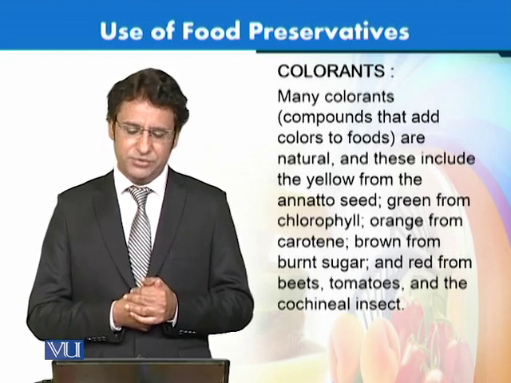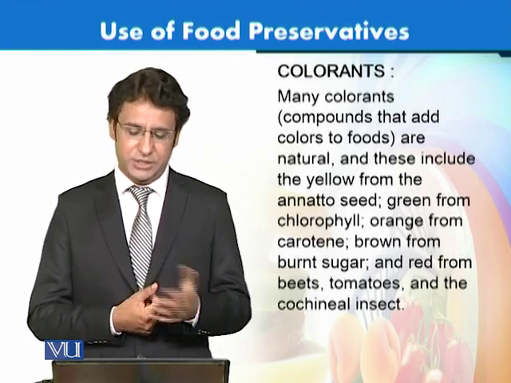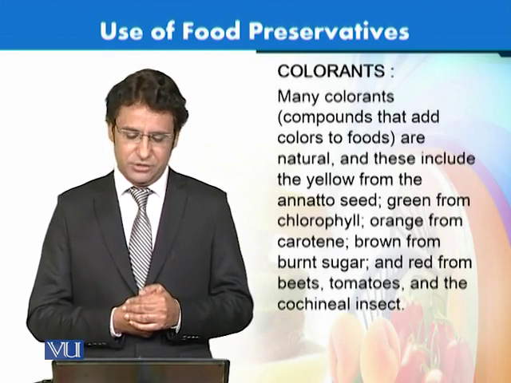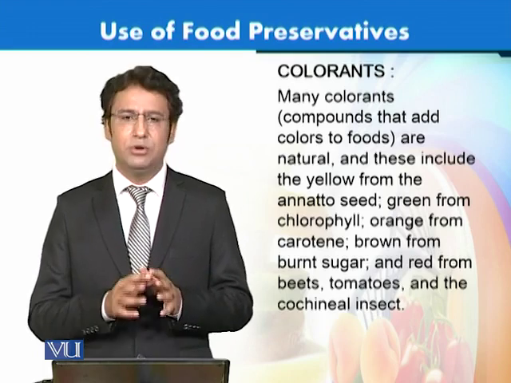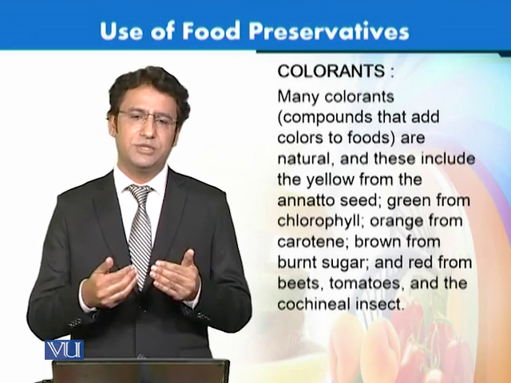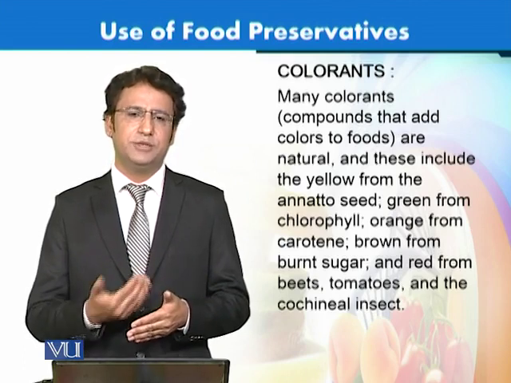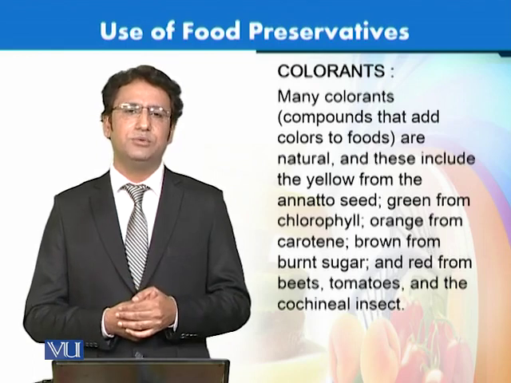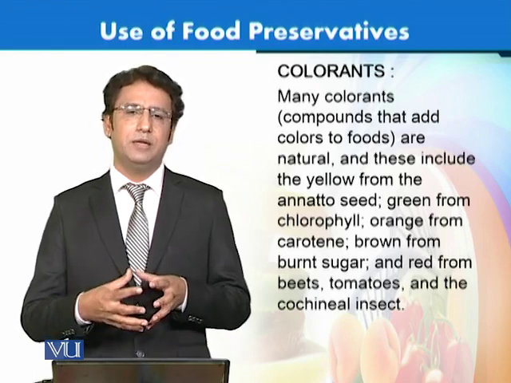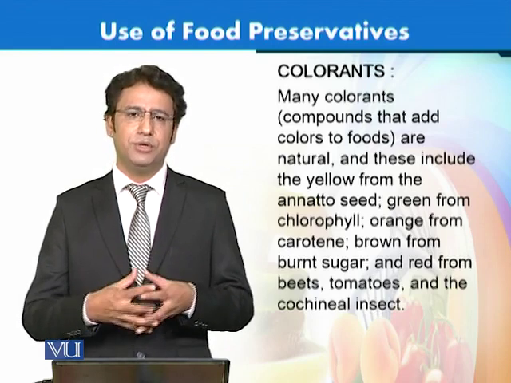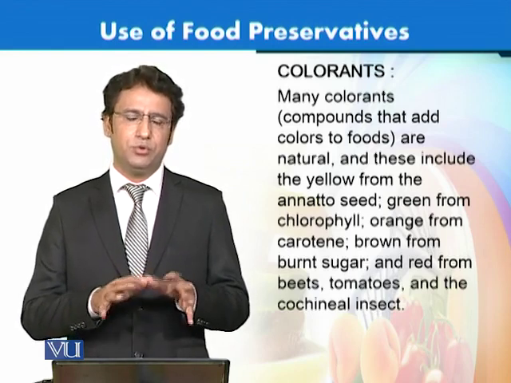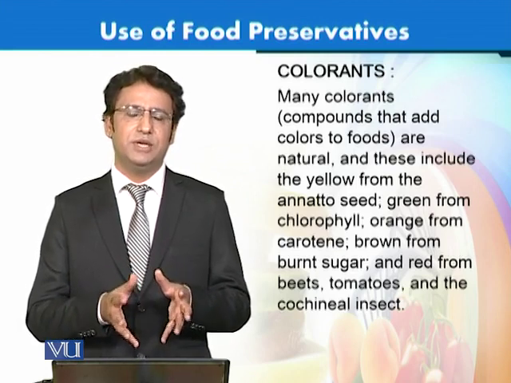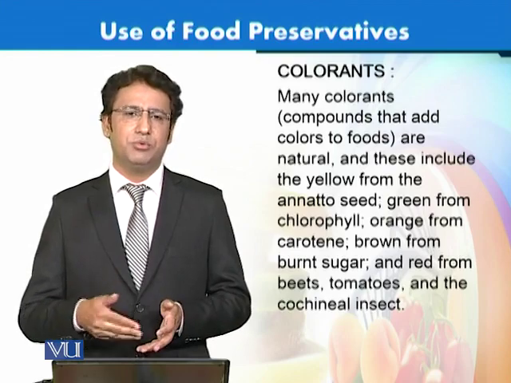For example, in case of yellow colors, the yellow can come from annatto seeds, green can come from chlorophyll, orange from carotenoid. Brown comes from sugars. These are all basically natural compounds or natural colors that can be added to food. And similarly, there is a range of artificial colors as well, which are added to food in order to increase the color perception or acceptability of food. So this was all about the different groups of food preservatives and some of their functions that we can achieve in food preservation or improving the quality of food.